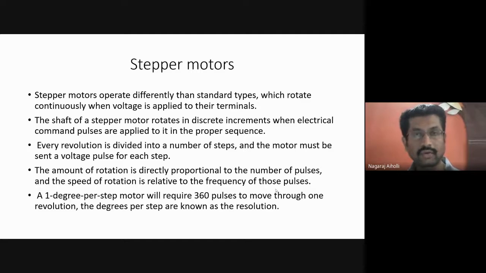The rotor will rotate due to the interaction of the magnetic field. There is a movement of the rotor of the motor, and the rotor will start to rotate because of the interaction of the magnetic fields. Okay, so this is how a normal motor is. Now when the motor is rotating, it is continuously rotating. There are no steps as such.